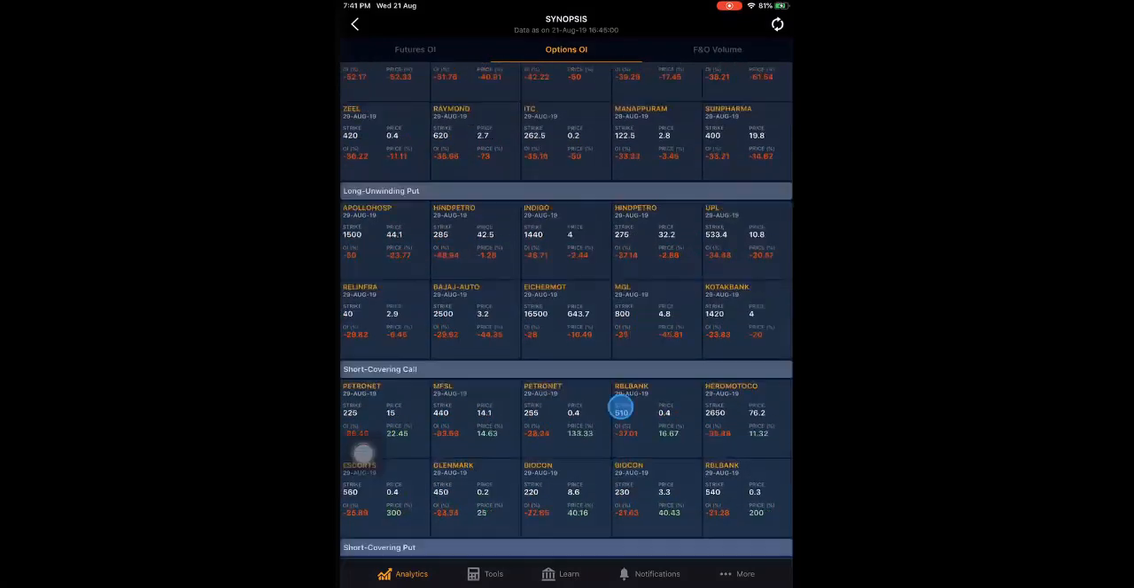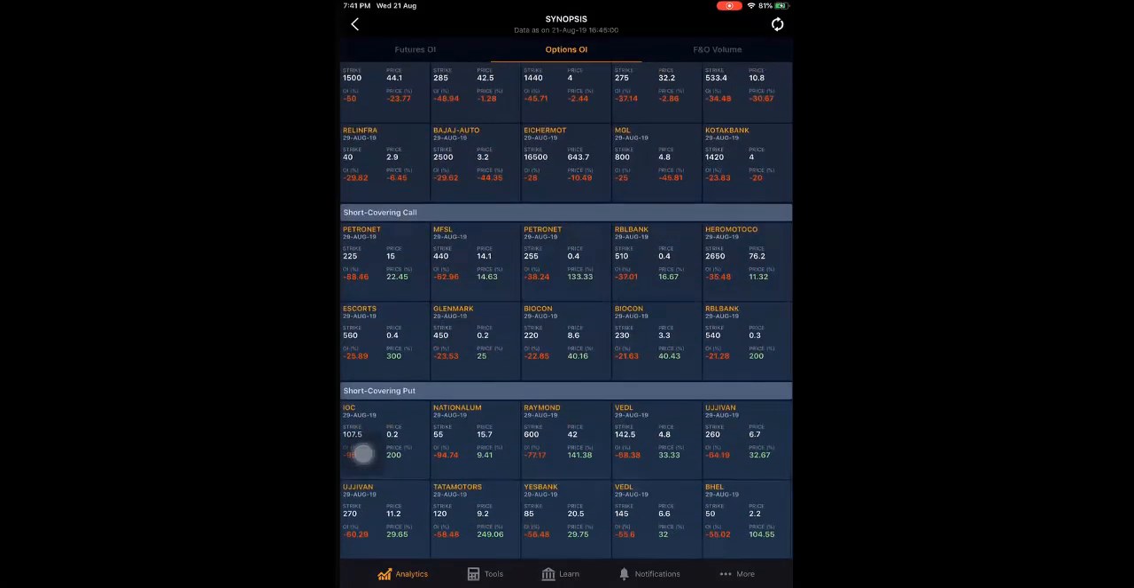Then you need to look at the short covering. In options, short covering is quite ferocious, so you will come to know the stocks where there is a good opportunity on the long side. Short covering in calls means the writers are getting trapped: the OI is decreasing and the price is increasing. Petronet was a good short covering move. Then you had Hero Motocorp, MFSL and Biocon.